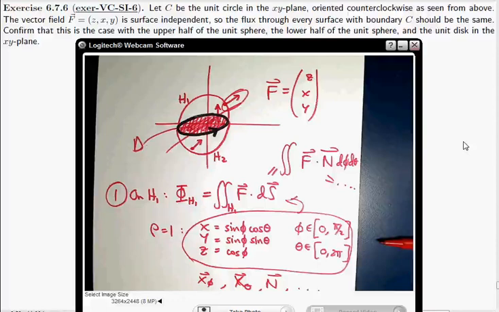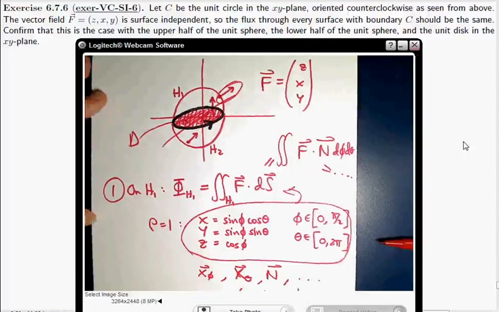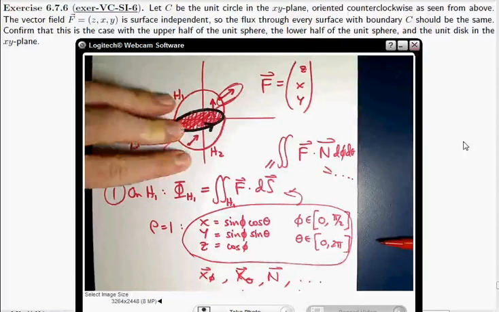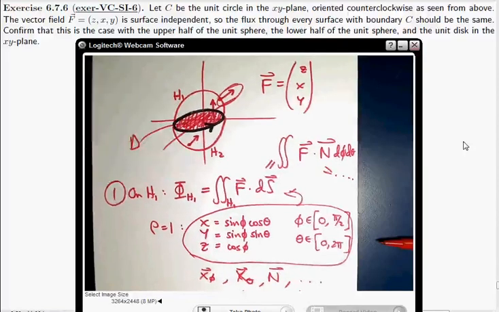Yep. And that's okay. It's a good observation. Absolutely. That's not really the point of this problem, though. The point of the problem is that all 3 of these fluxes will be the same. Yeah, that's right. Yep.